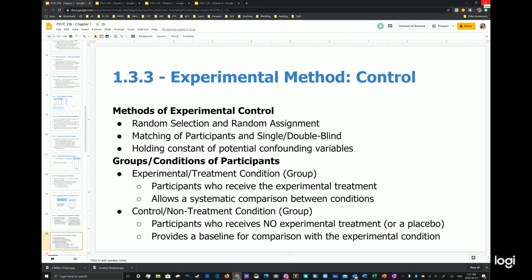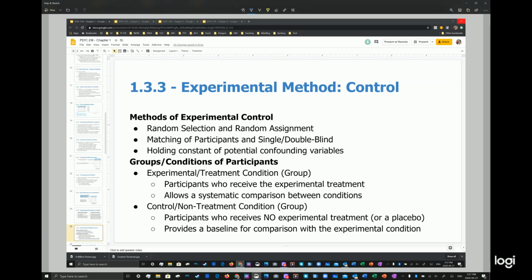So in addition, when it comes to the experimental method, we have experimental control. And what we mean here is to control the environment, control the situation that the participants are in, so then we can say with more confidence and certainty that there is a cause and effect. So here are some things.